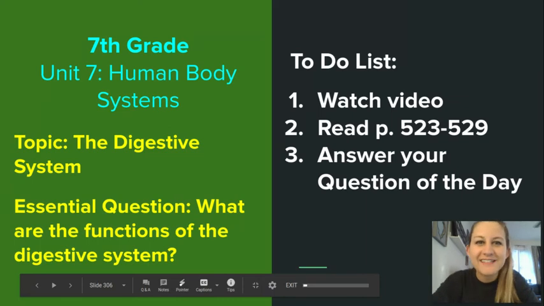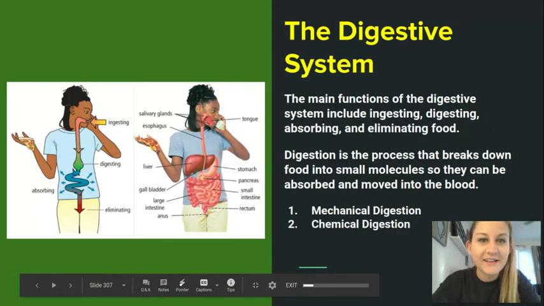Hi, seventh grade. Today we're going to be continuing talking about human body systems with the digestive system. Your essential question for today says, what are the functions of the digestive system? All right, let's get started.